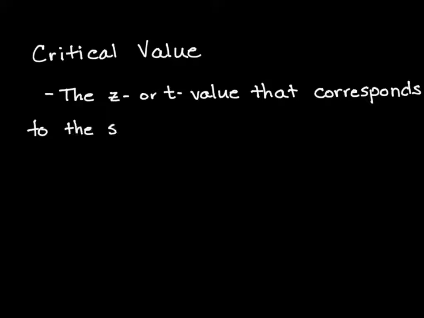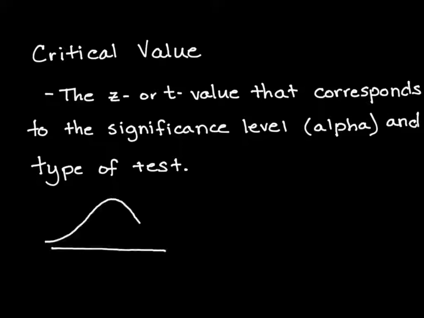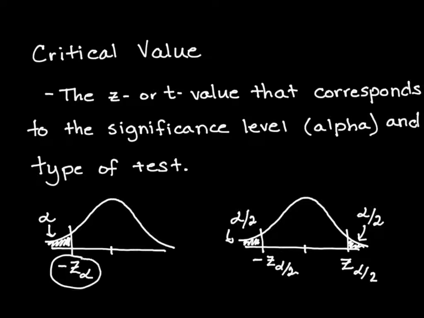So how are we going to use this significance level? We're going to use the significance level to find the critical value. So our critical value for our purposes right now is just going to be either a z value or a t value that corresponds to the significance level alpha and what type of test we're doing. So here we have a left tail test, first of all, where alpha is in the left-hand tail, and notice that we have negative z sub alpha as our critical value in this particular type of test.